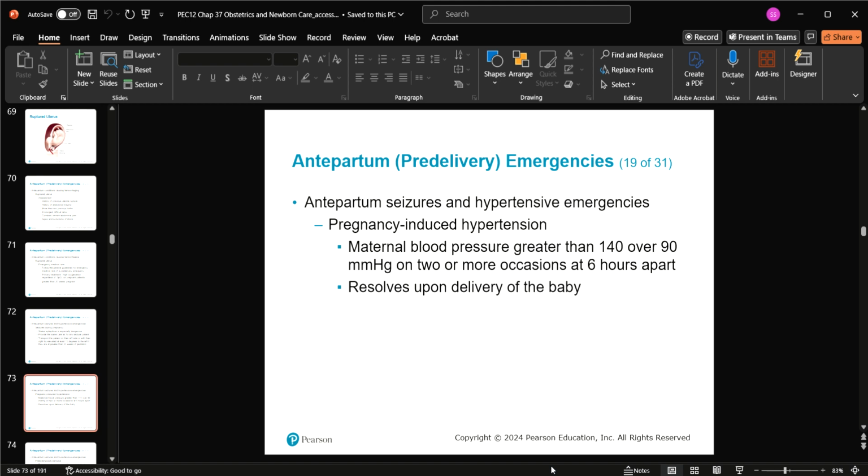So let's say they come in one day, they are 160 over 98. They come in 2 days later, they are 158 over 94. They are considered preeclamptic. They are at great risk for having a seizure. So this is typically when women are put on bed rest, because they are afraid of that patient starting to have seizures.